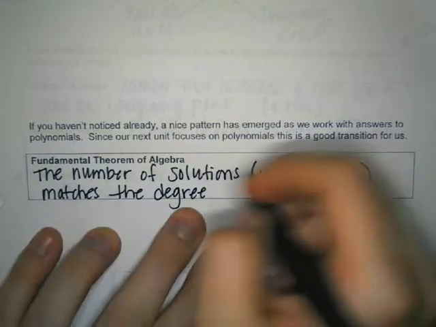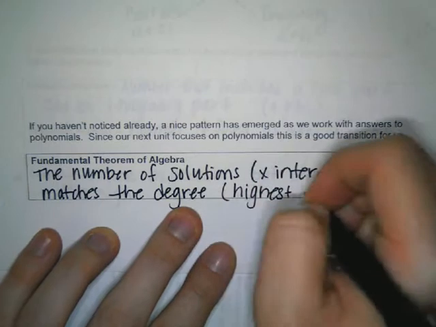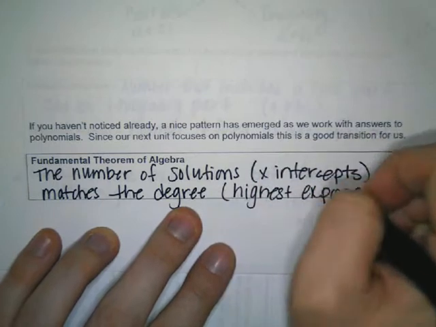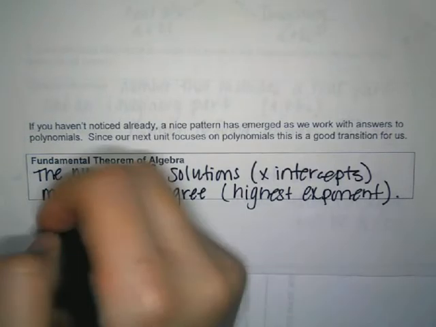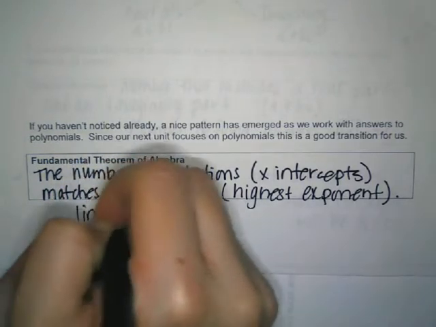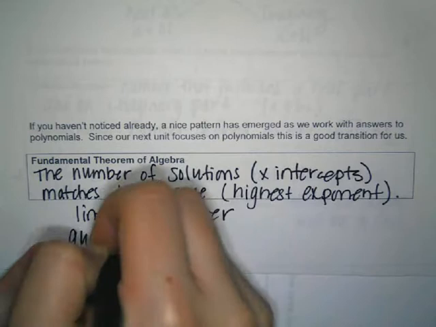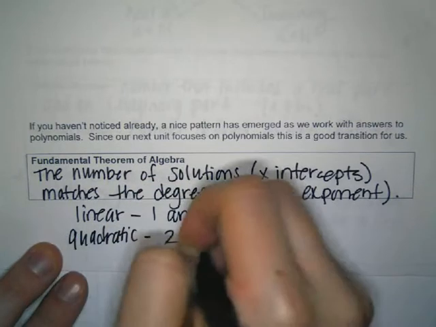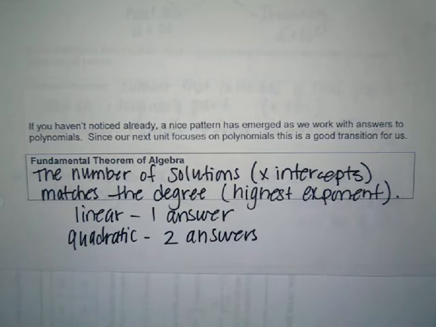The degree is just a way to say the highest exponent. So a linear has 1 answer, a quadratic has 2 answers, etc.